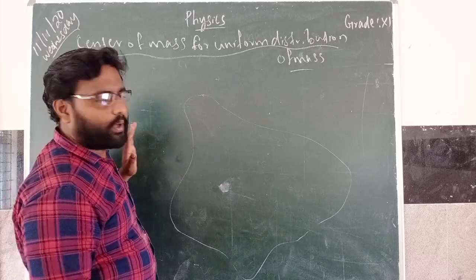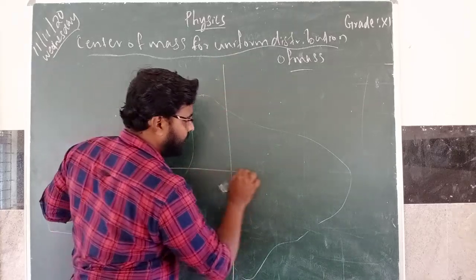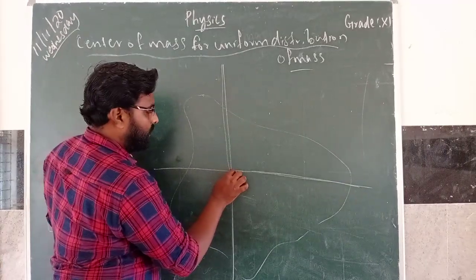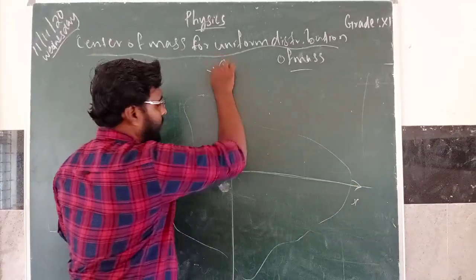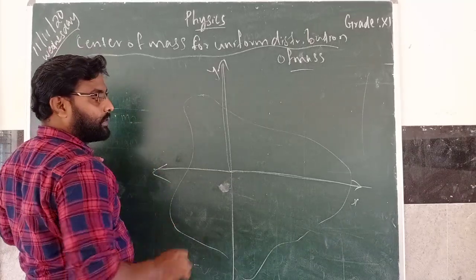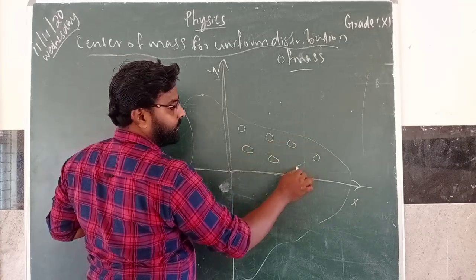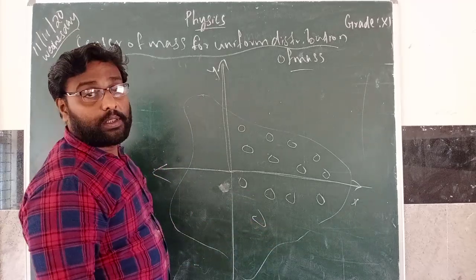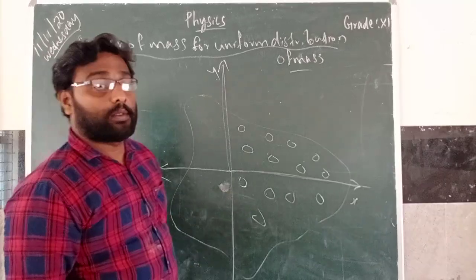One method you can use is to choose a coordinate system like this: x, y, z. Then distribute the mass into point masses. So this is the center of mass for uniform distribution of mass.